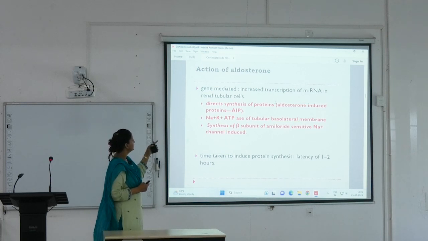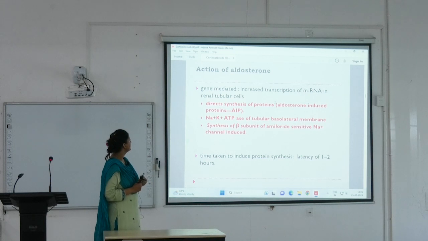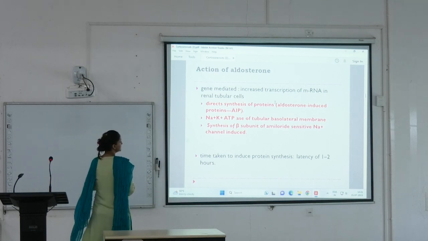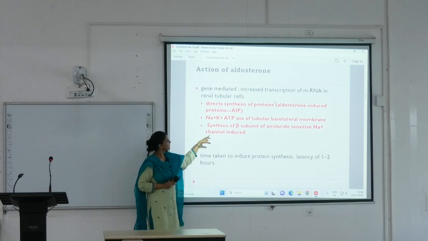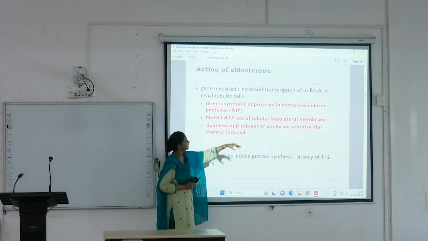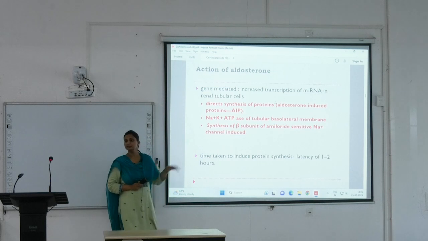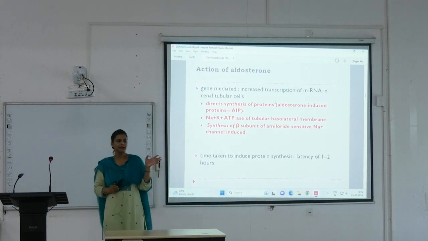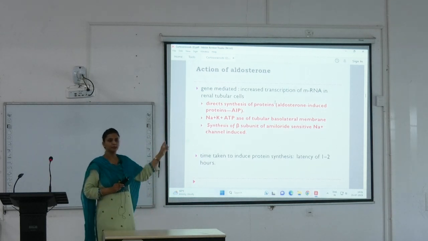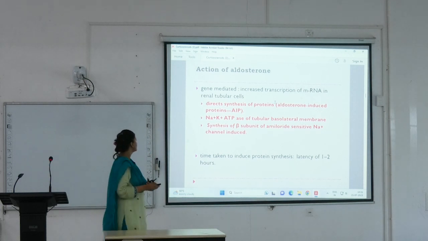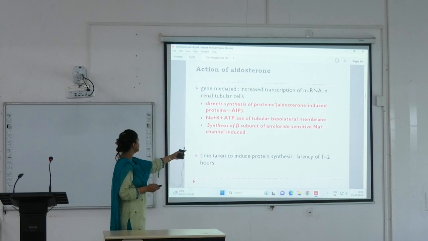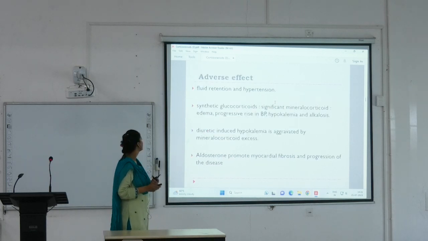Now this is the gene mediated that I had already told you. Gene mediated increased transcription of mRNA in the renal tubular cells. There will be direct synthesis of proteins, aldosterone induced proteins that will give rise to the synthesis of the amiloride sensitive sodium channels. যেটা বুঝিয়ে দিয়েছি, I have already explained you gene pathway দিয়ে কি হচ্ছে, নতুন sodium channel will be incorporated and the latency is 1 to 2 hours.